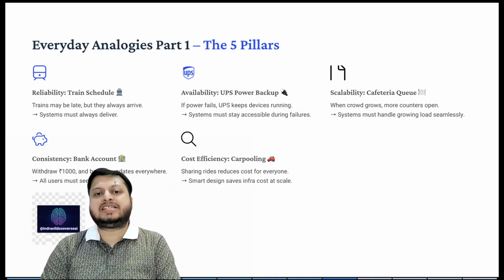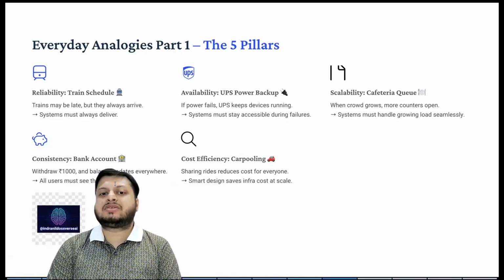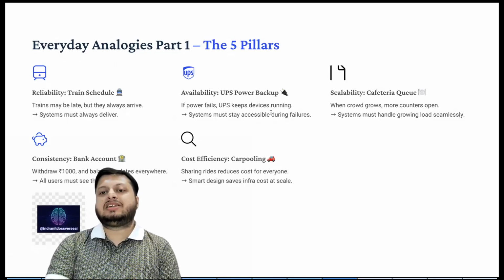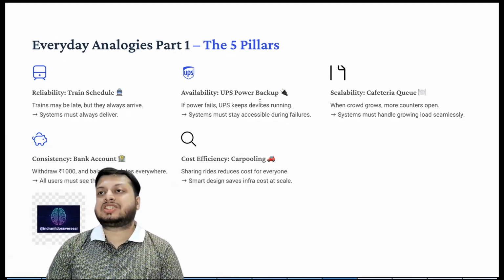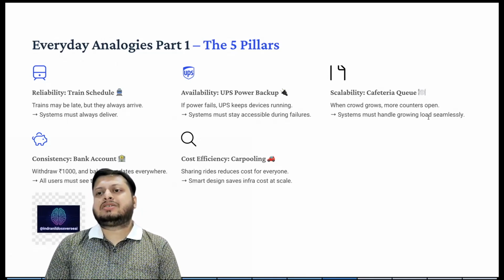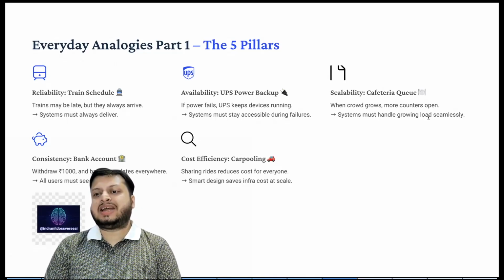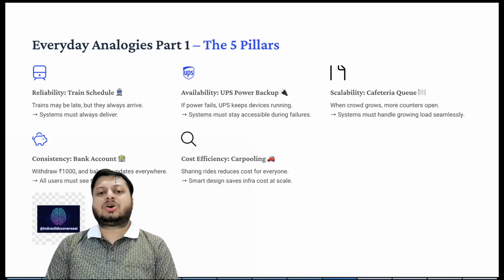So, reliability is something like a train schedule. Trains may be late, but they always arrive. Systems must always deliver. Availability: if your power somewhere gets cut, then you should have a power backup. So it keeps the devices running. Your system should be available during failures as well. Scalability, an example would be a cafeteria queue. When the crowd grows, more counters open. So systems must handle growing load seamlessly. Consistency, the same example: withdraw some amount, it should be shown everywhere.